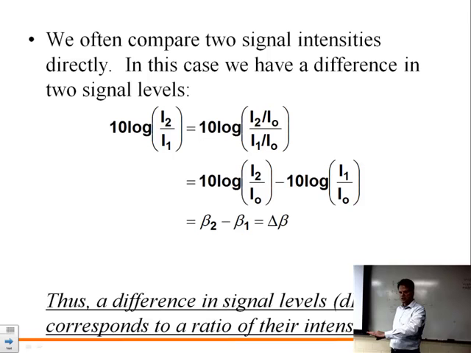So to get the difference in decibel levels, if you want to compare two sound or signal levels directly, you can just do it by taking their ratio. And that means you only have to take one log instead of twice. So the difference in signal levels corresponds to the ratio of their intensities using the common log.